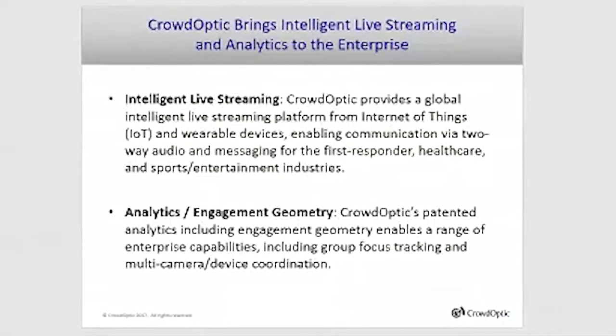So CrowdOptic is intelligent live streaming. We understand all of the devices on our platform from the sensor level, and that is the location of the device, a GPS, as well as the heading of the device, a compass, and a variety of other attributes. And then we have triangulation algorithms that are crunching all of those sensor attributes. We call this engagement geometry, to determine where the devices on the platform are all aimed at any given moment and where they are aimed in common. And if you have this type of context, then you can do some really exciting things.